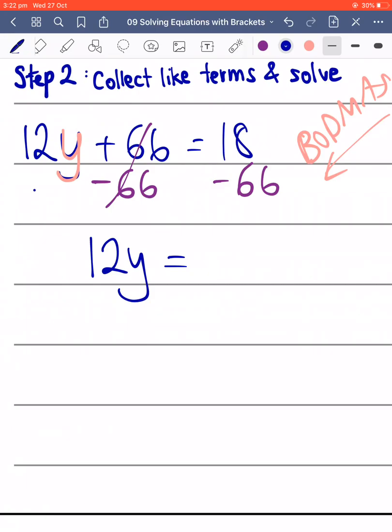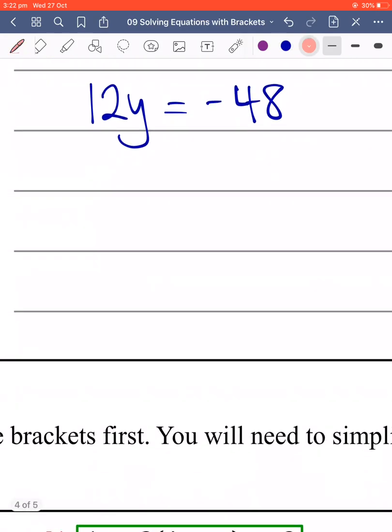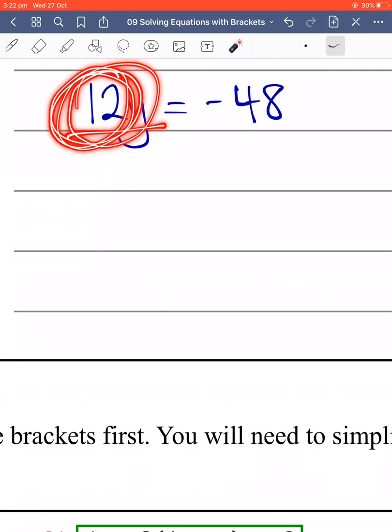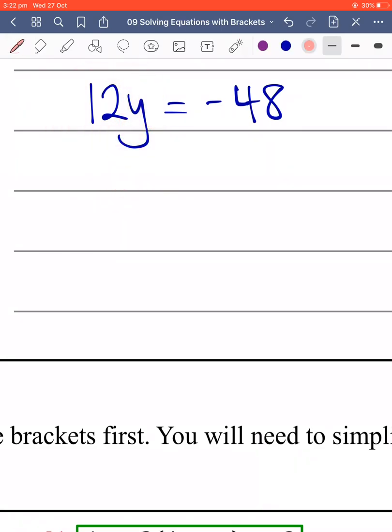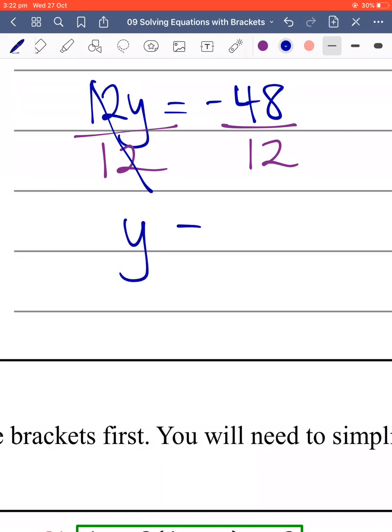So 18 minus 66, plug it into the calculator, gives us minus 48. It is okay if it is a negative number. We still work with those. So now looking at that, I have a multiplication, which means I have to undo it using division. So let's do that now. So I'm going to divide by 12. What I do to one side, I do to the other side. Those two will cancel out. So I end up with my y equaling minus 48 divided by 12.